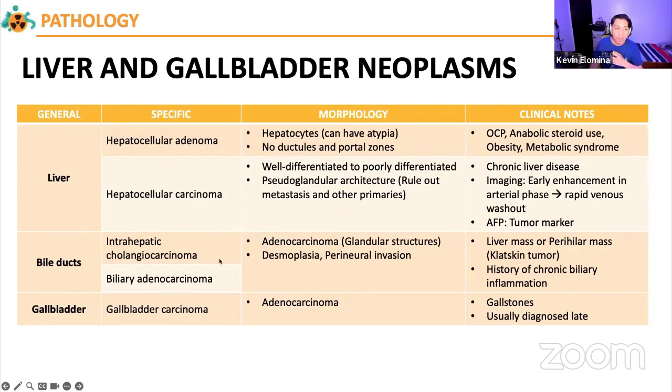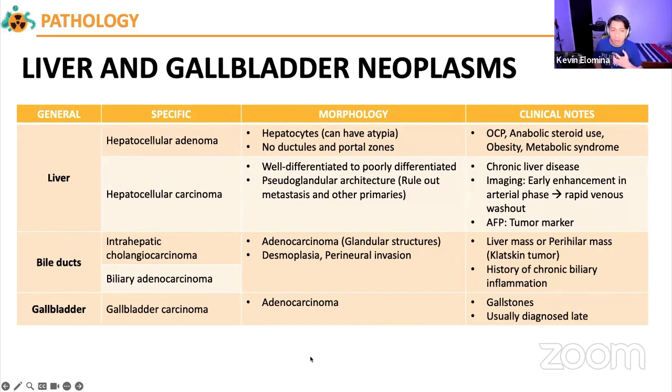Intrahepatic bile ducts usually present as a liver mass, but if hepatic bile, these cancers also are associated with chronic inflammation of the biliary tract. And then for your gallbladder CA, risk factors include your gallstones. And the most common histology is your adenocarcinoma.